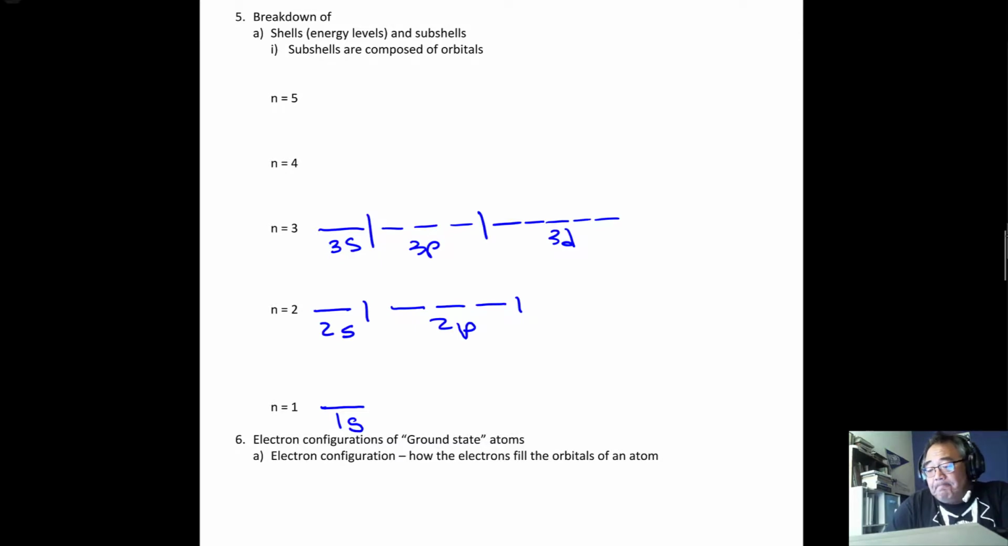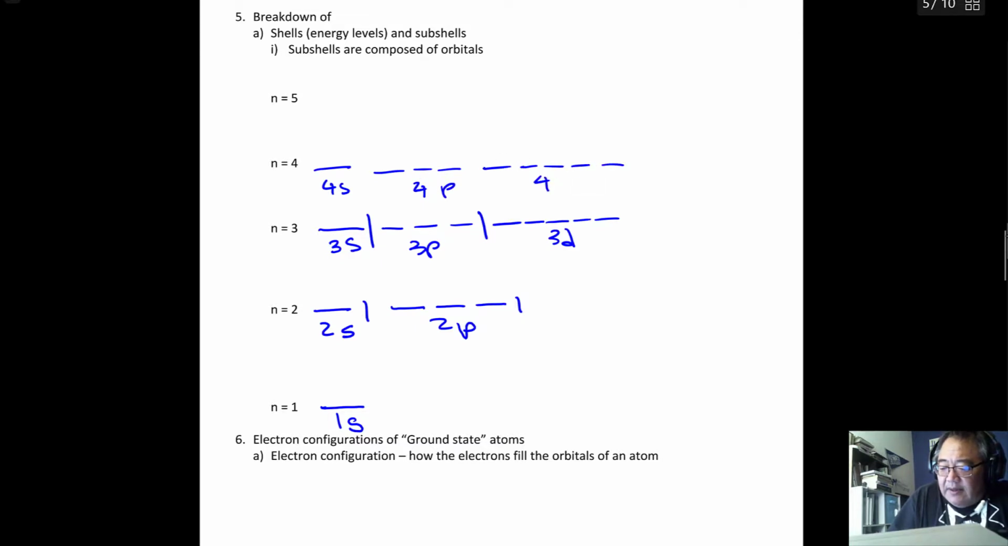Now, there's a pattern to the number of each type of room. The cheapest rooms, the s's, there's one. The p's, there's three. And the d's, there's five, so it goes by odd numbers, 1, 3, 5. So the f's would be 7. So you go one more floor up. This would be the 4s. This would be 4p. This would be 4d. And there's also a 4f. And there's 7. I think I got 7 in there.